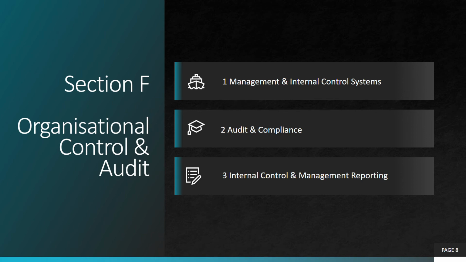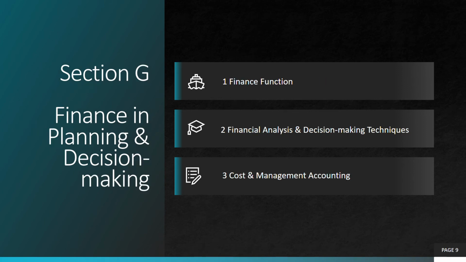So first, how you're going to manage your internal control system. Second, talks about audit and compliance. Third, the internal control and management reporting. Section G. Section G is about finance.